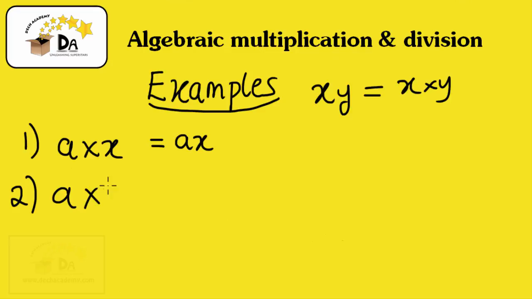Here's another one: a times x squared. What is this? Well, it's simply the same thing. We have the variable a, and you have this whole term x squared. So you do the same thing, you just place them next to each other, and this simply means a times x squared. Same rule being applied.